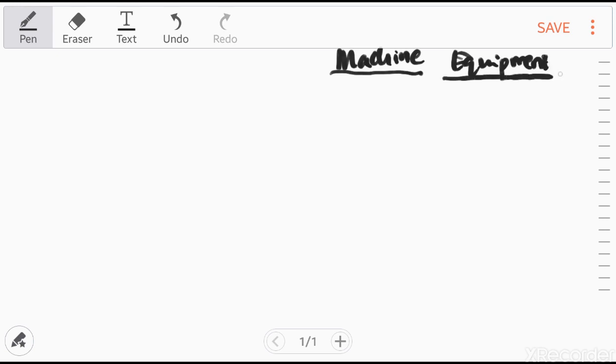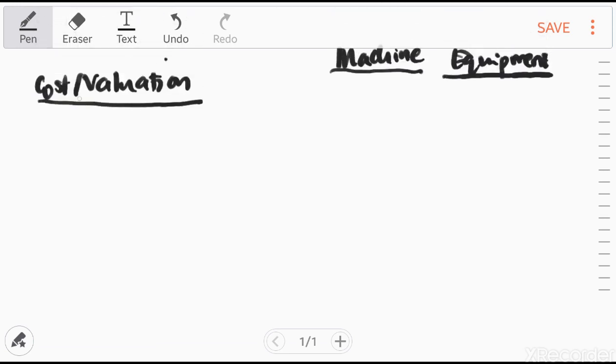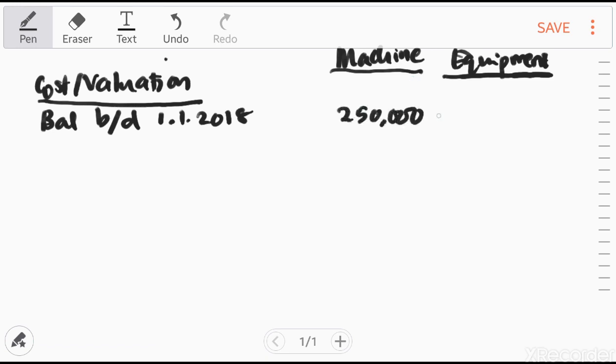And what I will start with is whatever information you have. So I put here cost or valuation. I will put the balance brought down, which is on 1st of January 2018. And since the company is using cost model, I'm putting the balance for this company. So this 250,000 was there in the company's record.